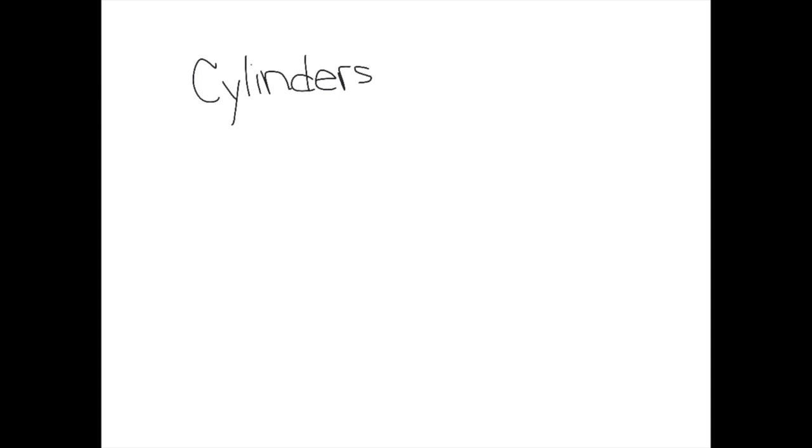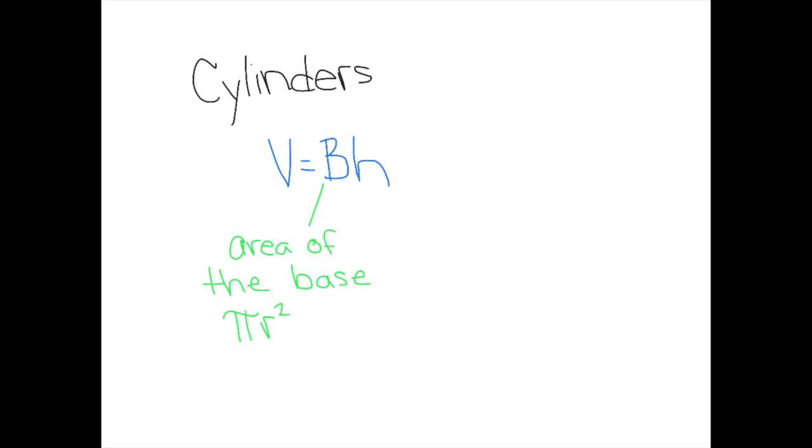Next, we're going to find the volume of cylinders. The formula for the volume of a cylinder is area of the base times the height. To find the area of a base of a cylinder, you take pi r squared. Notice the square is on only the r, so only your radius is squared. The h stands for the height between the bases, so the distance between one circle to the other circle.